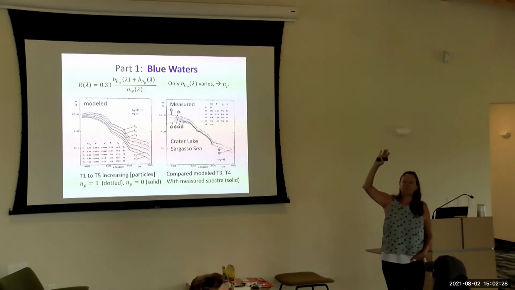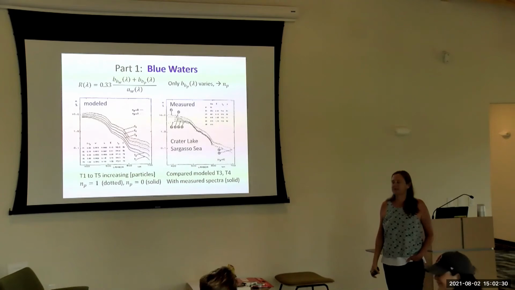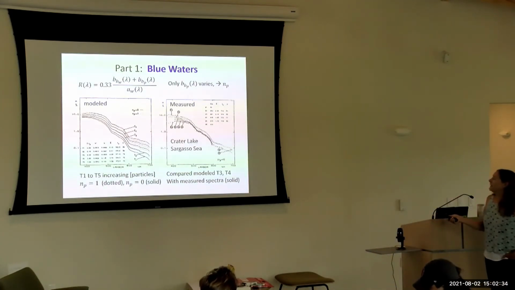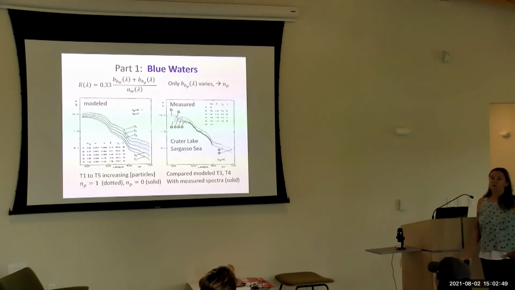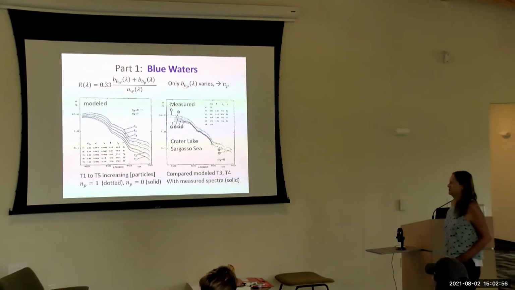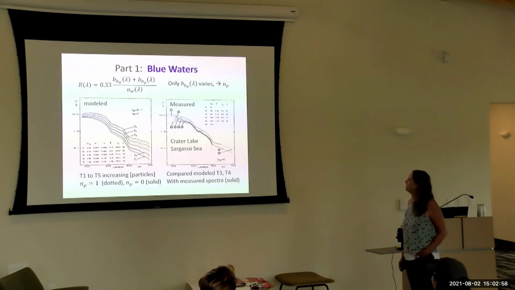Oh, so beautiful. Go to Crater Lake. It's so blue. And so you can do a really good job of modeling the reflectance of this clear blue lake, and also the Sargasso Sea, which is a pure blue ocean, just using water and particle backscattering and a power law. Wow, that was actually a huge accomplishment. That was just something they tried to do, and it worked incredibly well.